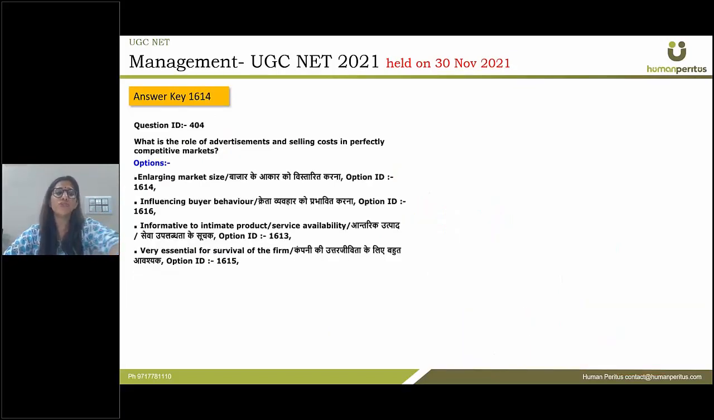Now the next question is, what is the role of advertisements and selling costs in perfectly competitive markets? Now see, according to the assumptions given for perfectly competitive markets, there is generally no need of incurring advertisements or selling costs in such markets, because these kinds of markets sell homogeneous products. There is no competition, so they do not have to incur such kinds of costs like advertisements or selling costs.